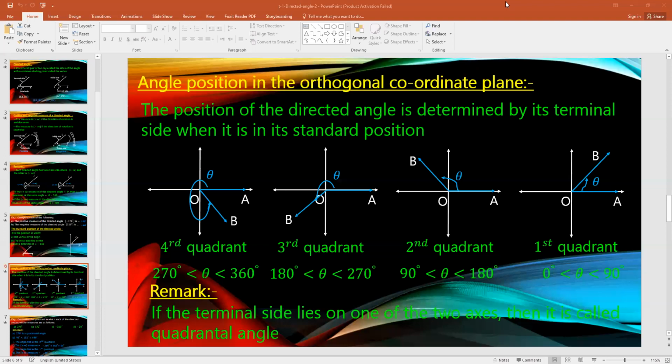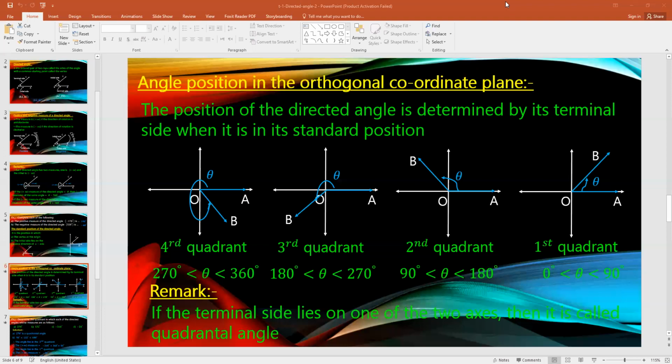Again, what is the meaning of positive and negative measure of directed angle? If the direction of the rotation is anti-clockwise, it will be positive. If the direction of the rotation is clockwise, then the angle will be negative. Here, remark: each directed angle has two measures. One of them is positive and the other is negative.